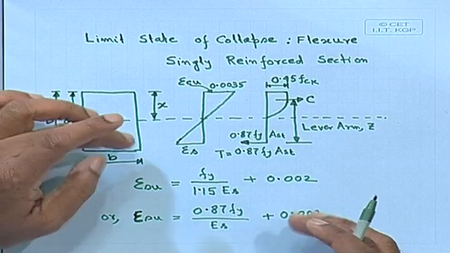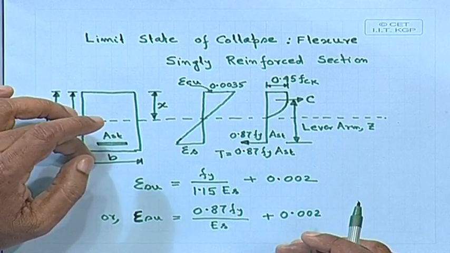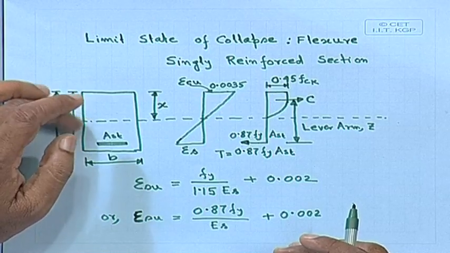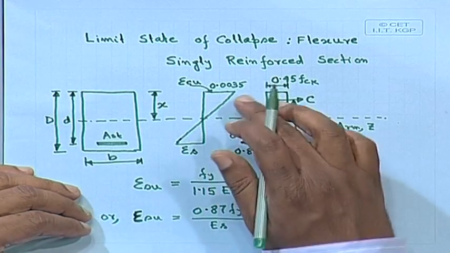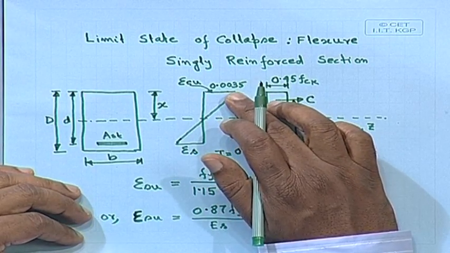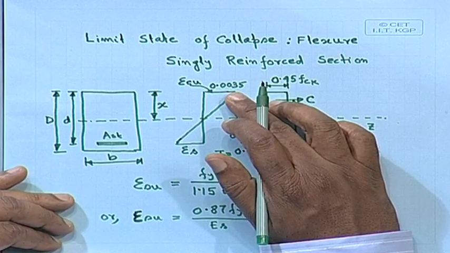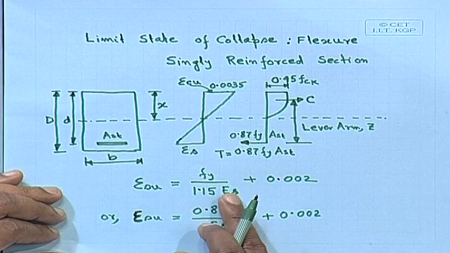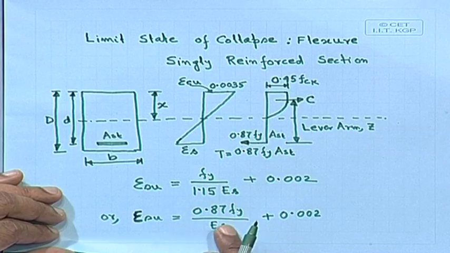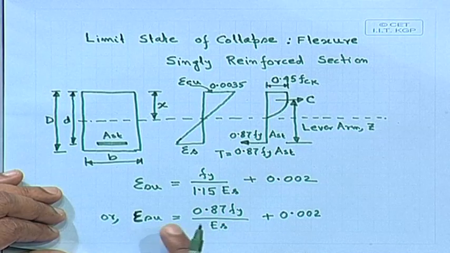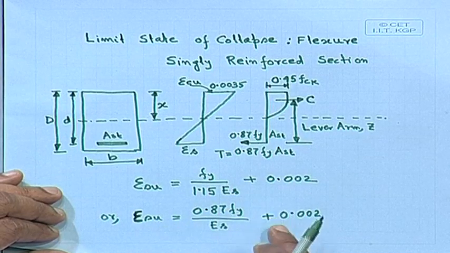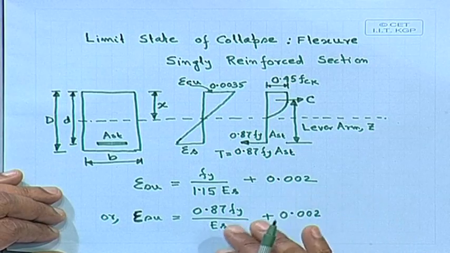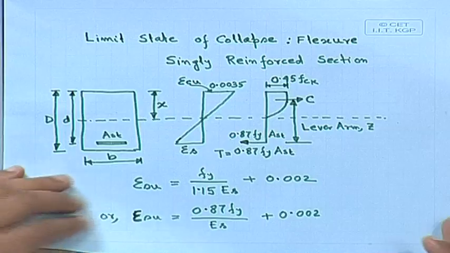We are considering singly reinforced, only reinforcement in the tension side, and we know that 0.0035 is the limiting strain in concrete in compression. We shall get the corresponding epsilon SU. For different grade of steel, we shall get different limiting strain.